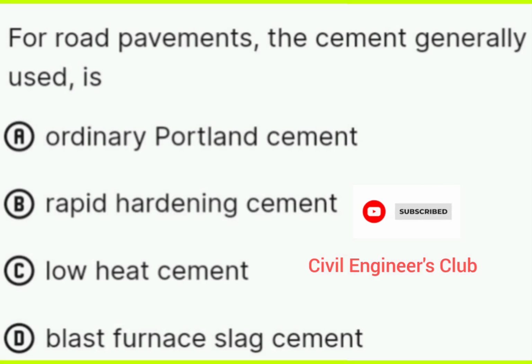Next question: for road pavements the cement generally used is option A, ordinary Portland cement; option B, rapid hardening cement; option C, low heat cement; and option D, blast furnace slag cement. Here the correct answer is option B, rapid hardening cement. Rapid hardening cement is used for road pavement.